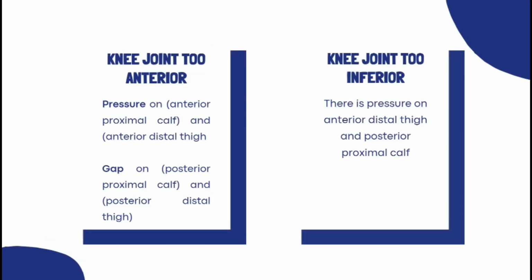And how about the knee joint too anterior or too inferior? If the knee joint is too anterior, there can be pressure on the anterior proximal calf and anterior distal thigh. And there is a gap on the posterior proximal calf and posterior distal thigh. And if the knee joint is too inferior, there can be pressure on the anterior distal thigh and posterior proximal calf.